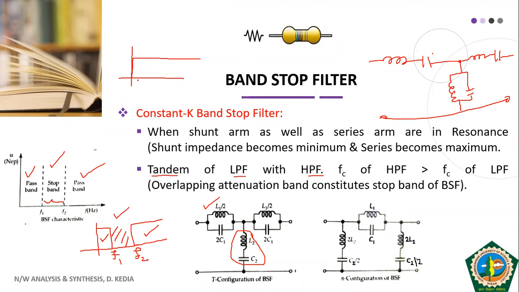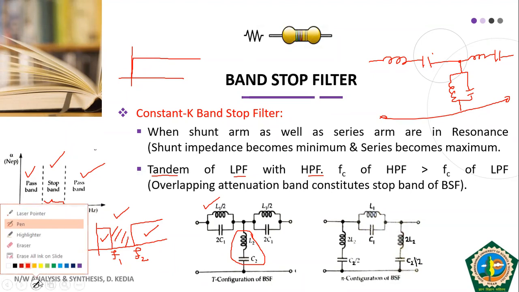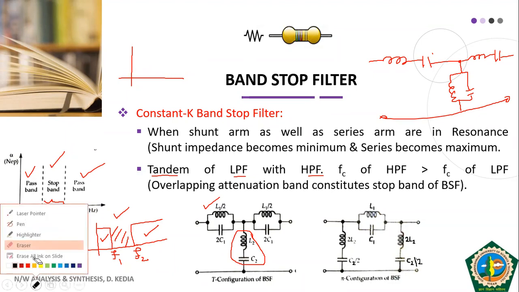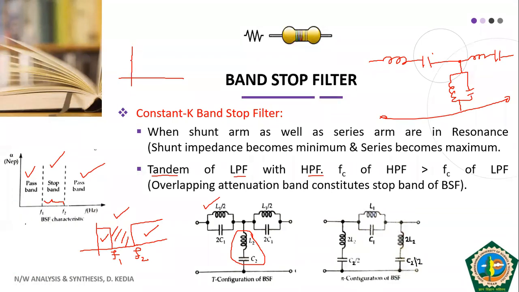Sorry, I made a mistake. So in case of low pass filter, your frequency response will look like this. Let me redraw. So your low pass filter will pass frequencies from 0 to a certain range, say f1. So this is your low pass filter response.